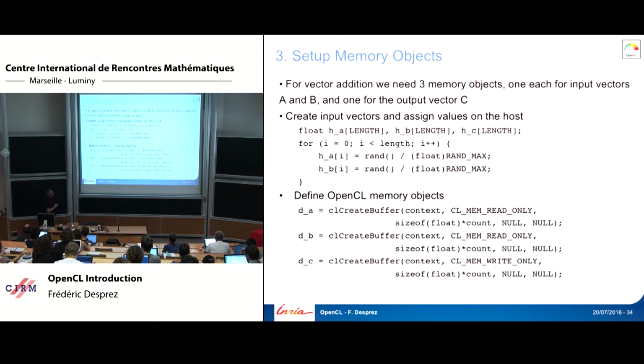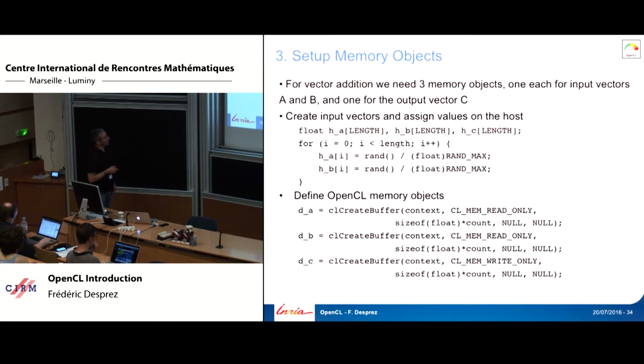To set up the memory objects, you have 3 vectors, so you need to fill 3 vectors. It's just classical initializations. And then you define these OpenCL memory objects. So you create 3 buffers: 2 read-only, the input vectors, and 1 write-only for the output vector.